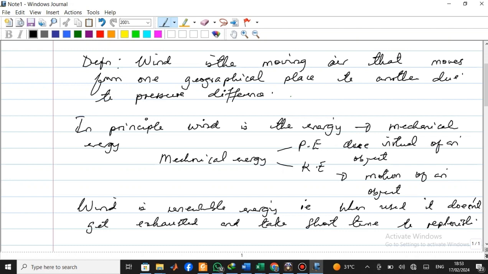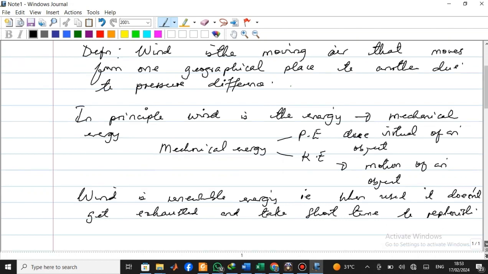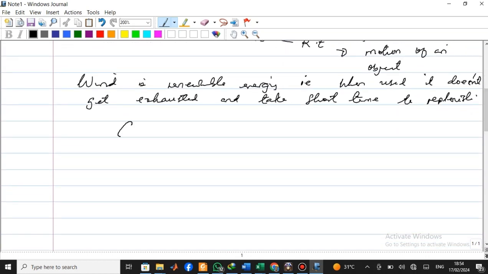So let's study the origin of wind. Where does wind come from? Let's see the causes of wind. As we have said, wind is a moving air. So what causes that air to move from one place to another?